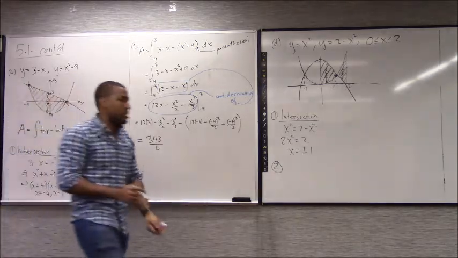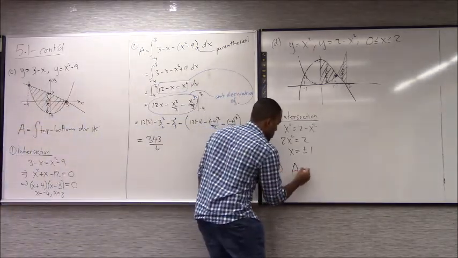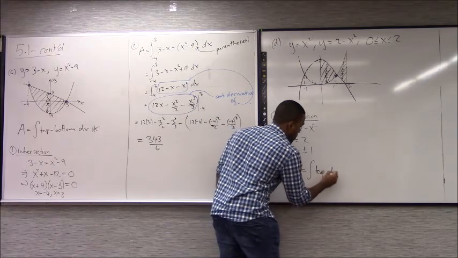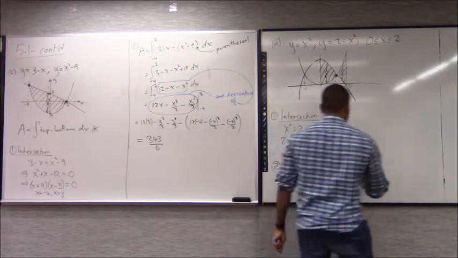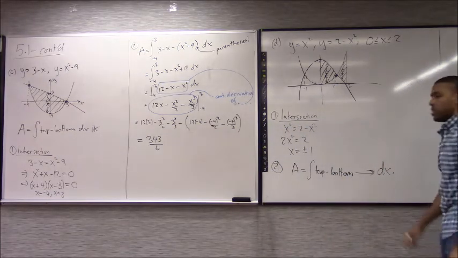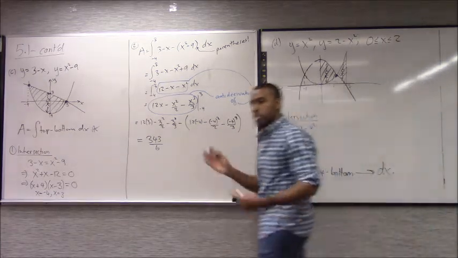So in this case, top minus bottom is better. And because top minus bottom is better, x is my variable. Everything I do from now on is going to be in terms of x.